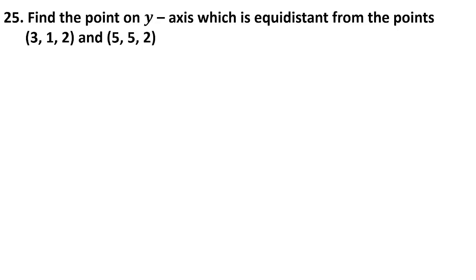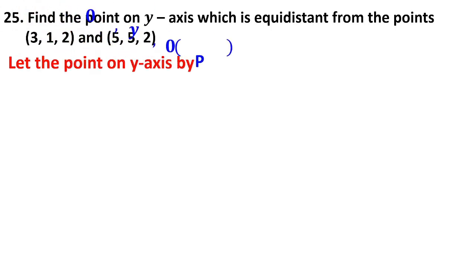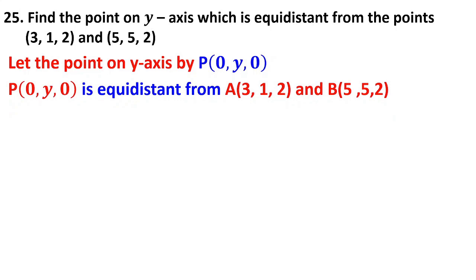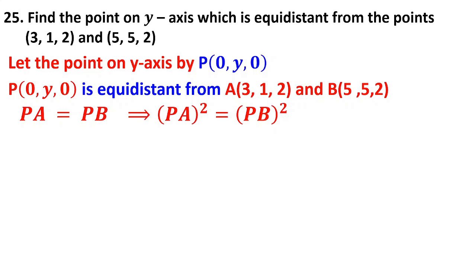Let us go to question number 25. Find the point on the y-axis which is equidistant from the points in 3 dimensions, 3, 1, 2 and 5, 5, 2. Let us take the point on the y-axis as 0, y, 0. You know that a point on the y-axis will have both x and z coordinate as 0. Now let us use the condition. P is equidistant from A and B. So PA is equal to PB. Therefore, PA square is equal to PB square.